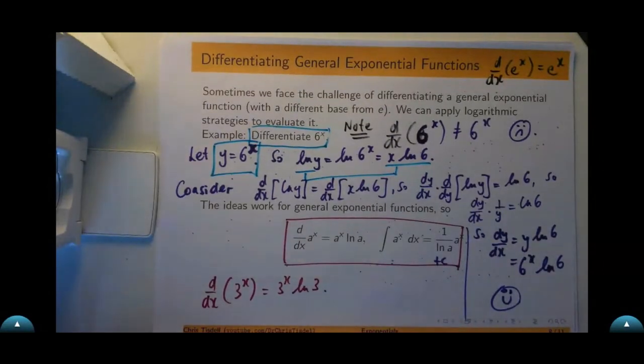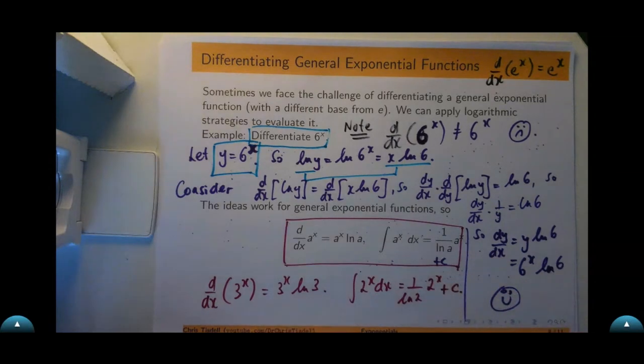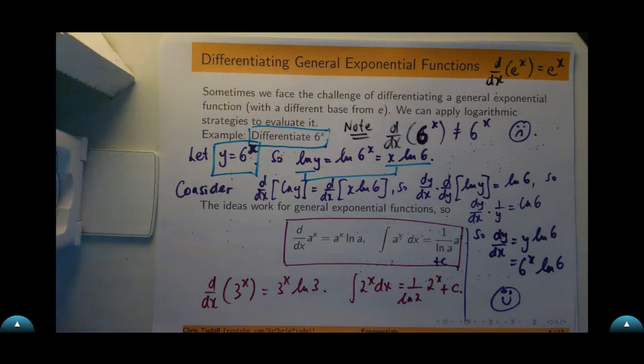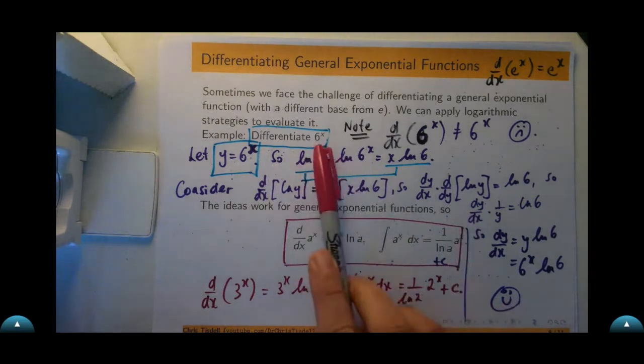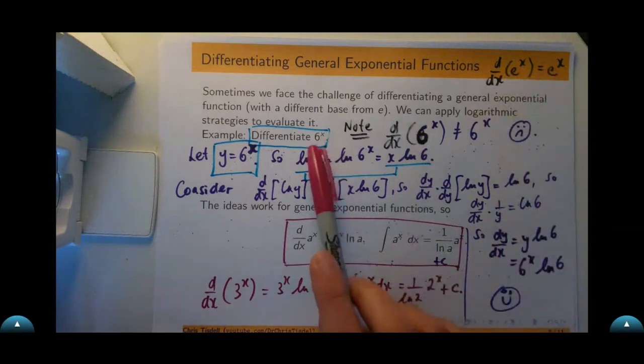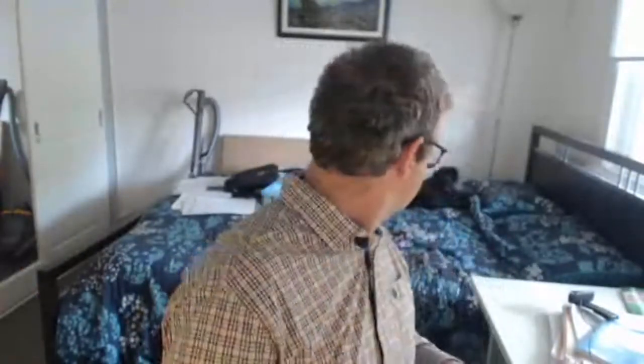If I'm integrating 2 to the x, it'll be 1 on natural log of 2 times 2 to the x plus a constant. So that's one of the biggest mistakes that students make when they're given something like this. They go, oh, this is true, so therefore the derivative must be the same. That's wrong. Don't do that.